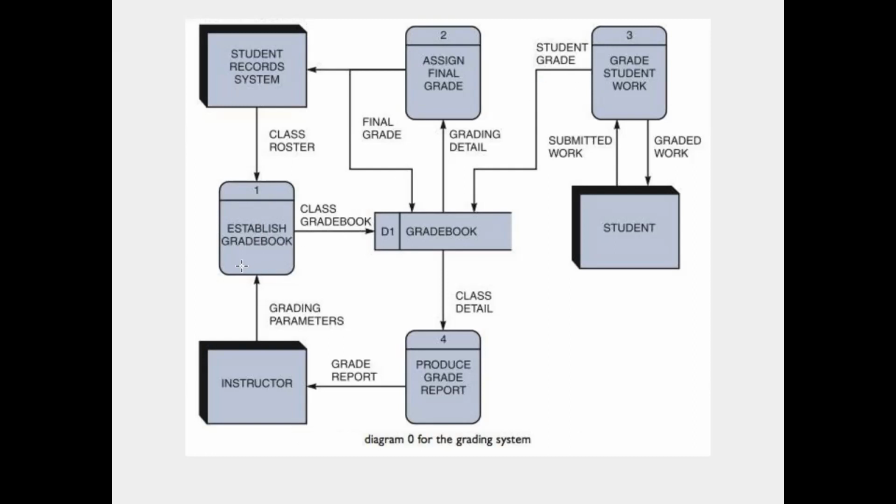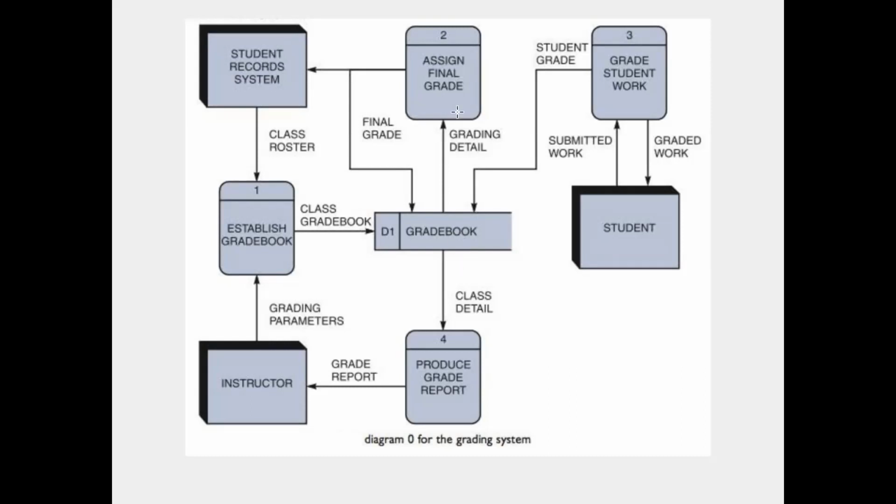So we see here we have establishing a grade book, assigning final grade, and grade student work. So these are the 3, yes, the processes under the main information system. Similarly, establishing the grade book happens on 2 sides. One, you will get the class roster from the student record system, and the instructor provides the grading parameters, which can be stored as the class grade book under the grade book store.